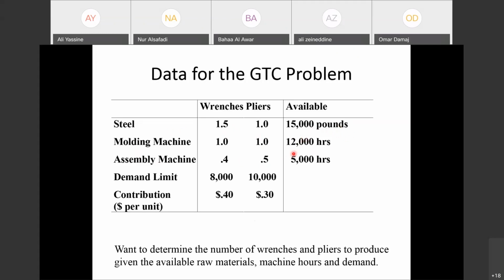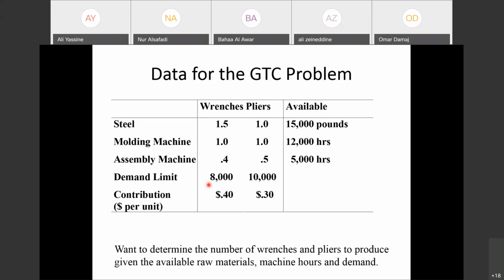And there are only 12,000 hours of molding machine time available. And there are also limited quantities of assembly machining time, which is 5,000 hours. That means you don't have an unlimited amount of resources. Okay, so you are constrained with such resources. That means you cannot produce an infinite number of wrenches and pliers.